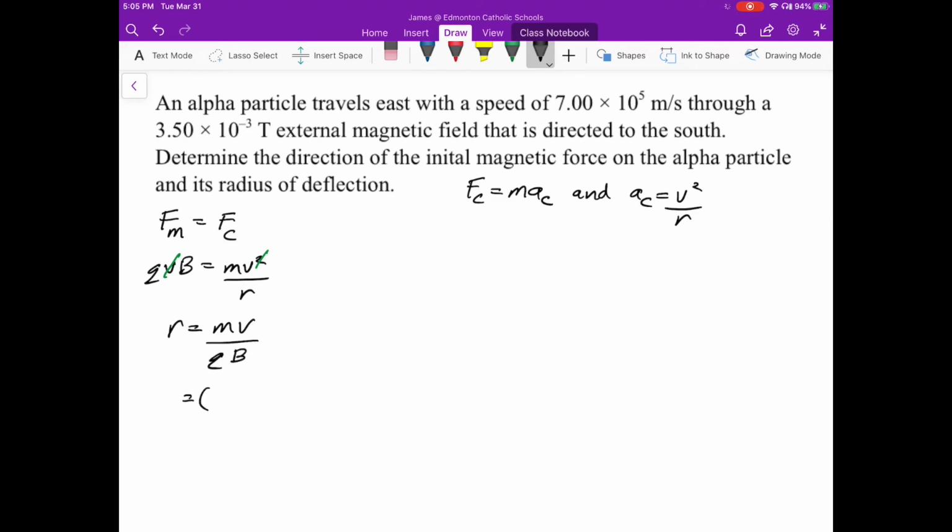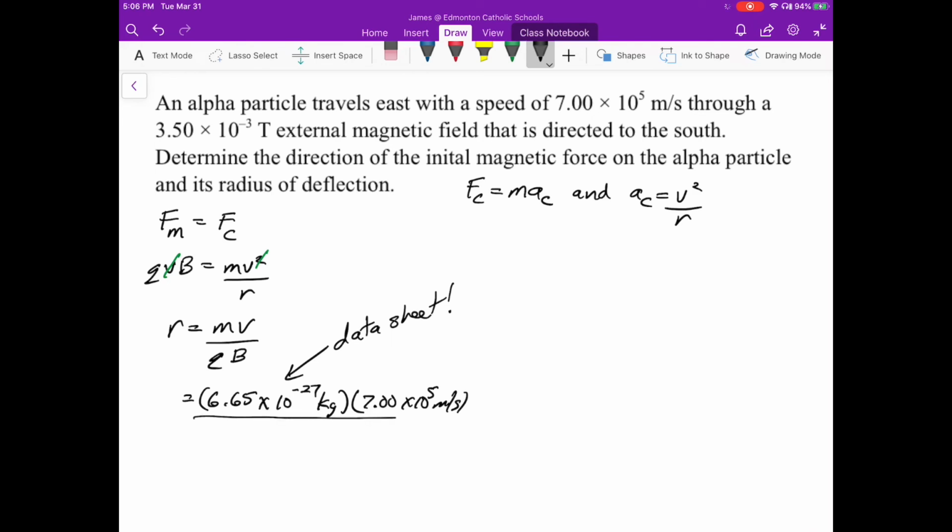So it's an alpha particle. The mass of an alpha particle is on your data sheet, so you just look that up. It is 6.65 times 10 to the negative 27 kilograms. Let's see. So v is 7.00 times 10 to the 5 meters per second.